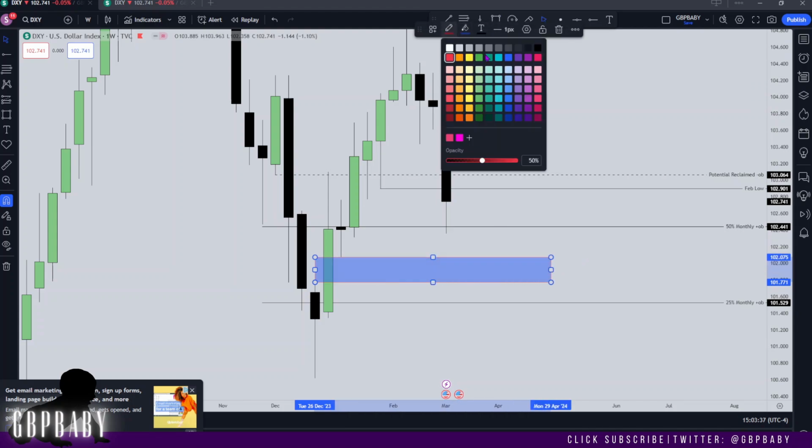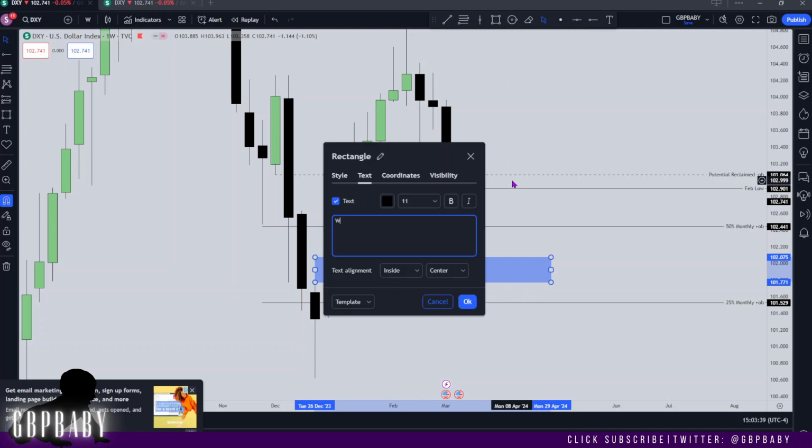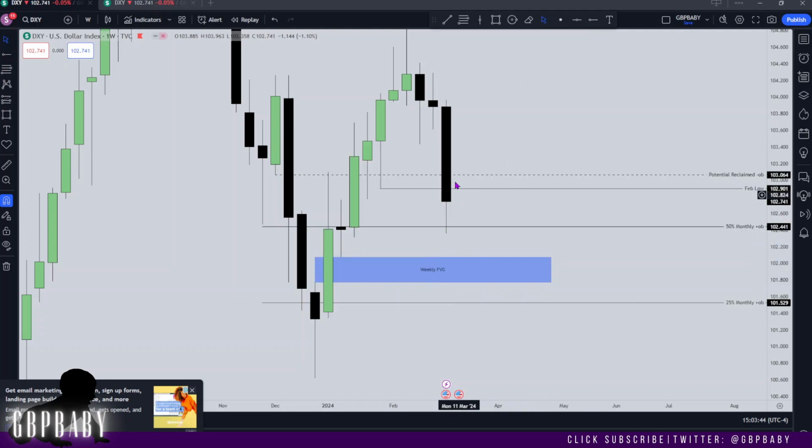So let's make this blue. And then we can type in weekly fair value gap. So this week in general, I am expecting a down close week, meaning that I want to see price draw its way towards a weekly fair value gap. So what does that mean? It means I want to see the high get made on either the Monday and Tuesday, preferably with some continuation on Thursday, Friday to the downside.